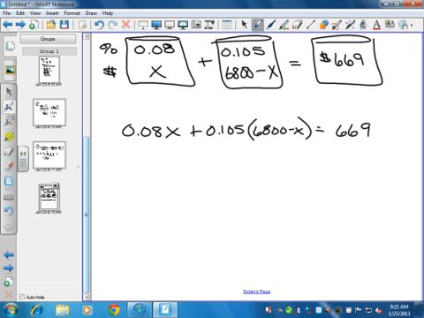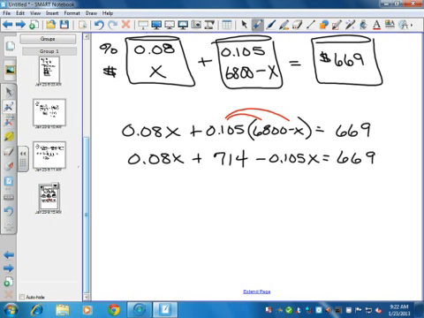Okay. All right, so now we just need to clean this up. So we're going to take care of the order of operations on each side. So 0.08x plus, now we need 0.105 times 6,800. 714. Thank you. 0.105 times x equals 669. Okay, so the multiply is done.